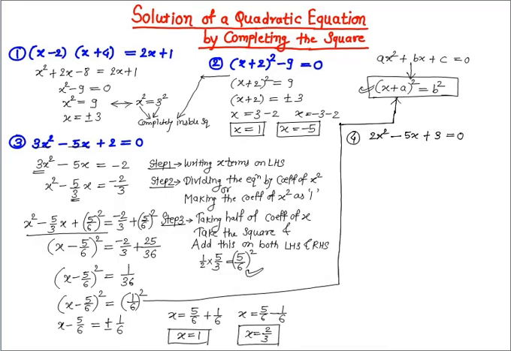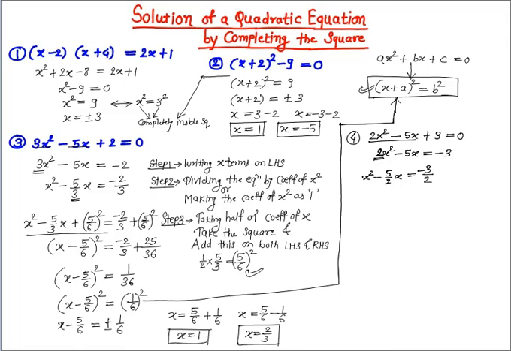So our first step is writing the x terms on the left hand side. So 2x square minus 5x, let's keep it on the left hand side. We get 2x square minus 5x equals to minus 3. Now the second step is making the coefficient of x square as 1. That means dividing the complete equation by the coefficient of x square. So what is the coefficient of x square? 2. So let's divide the complete equation by 2. We get x square minus 5 by 2x equals to minus 3 by 2.